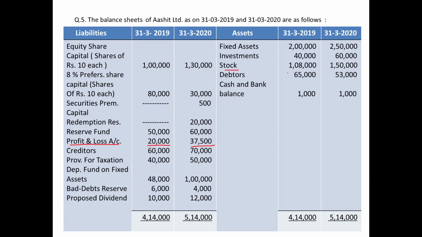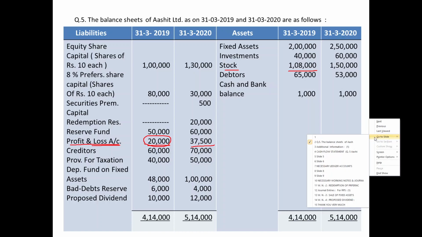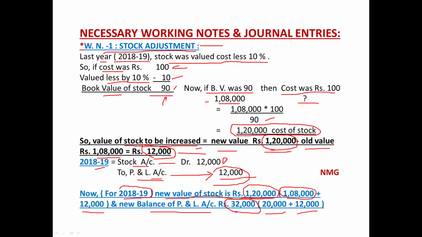Asset side stock, last year it was 1,08,000. Liability side, we already saw it, but once again profit and loss account, last year balance was 20,000. So 1,08,000 balance of closing stock of the last year, 20,000 balance of profit and loss account of the last year. Then we gave the rectification impact of the journal entry and we got the new balances: 1,08,000 plus 12,000, new value of closing stock of the last year 1,20,000. Profit and loss account old balance 20,000 shown in the balance sheet plus 12,000 as per rectification entry, that gives the new balance of profit and loss account 32,000.